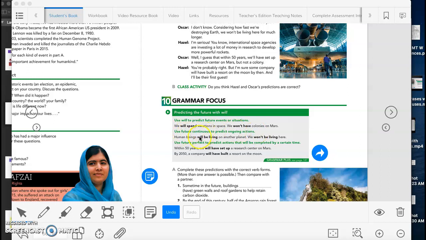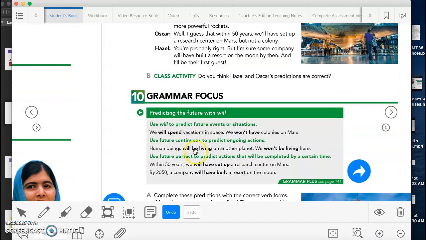So in here we have future continuous and also future perfect. We both use them to predict the future, but in different ways. We use future continuous to predict ongoing actions. Here we have an example: human beings will be living on another planet, and the negative: we won't or will not be living here. As you can see, we are using a subject, human beings, then will, and then be and the ing form of the verb: will be living on another planet, or we, subject, will not or won't, the negative, be living here.